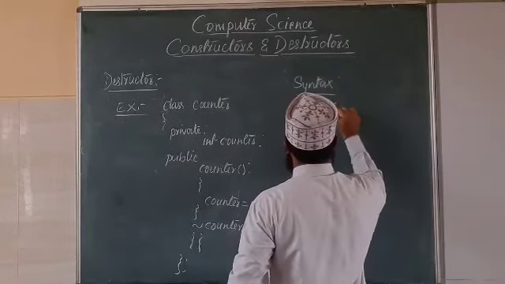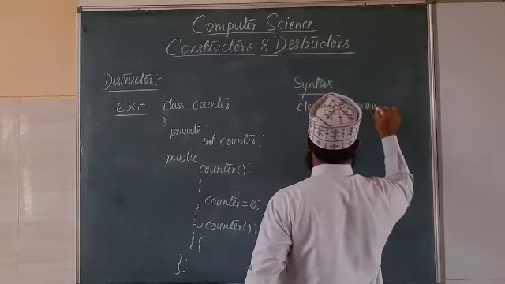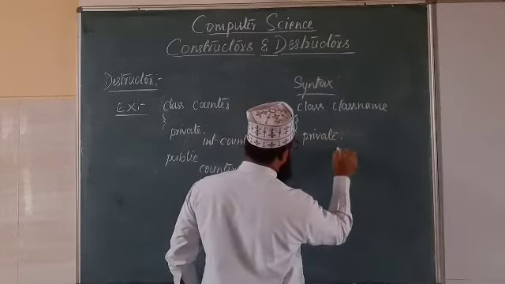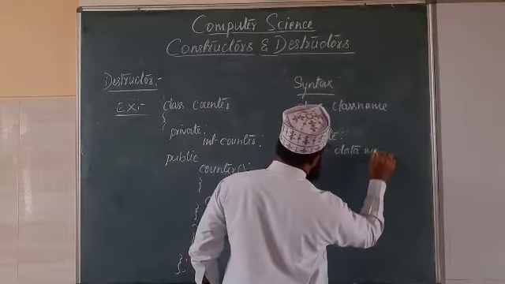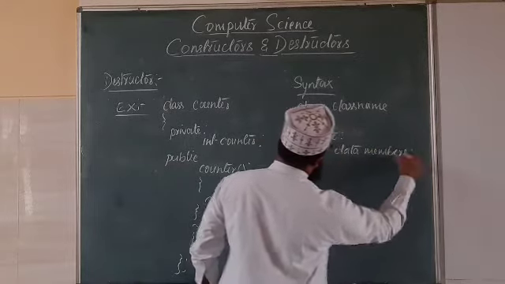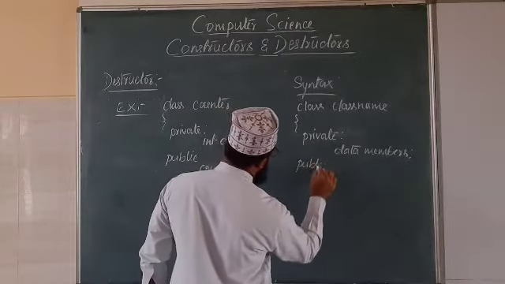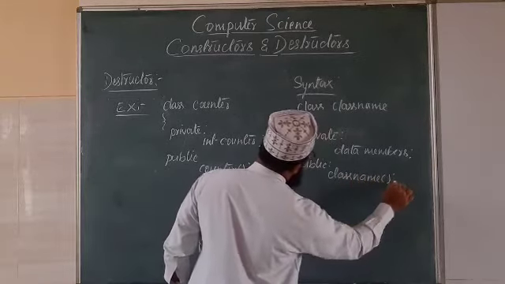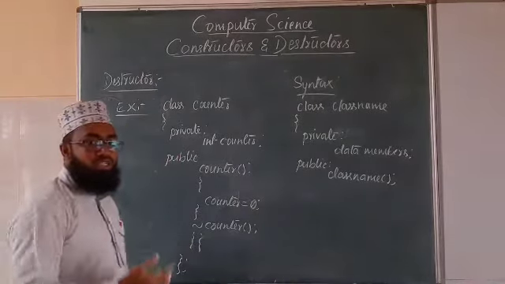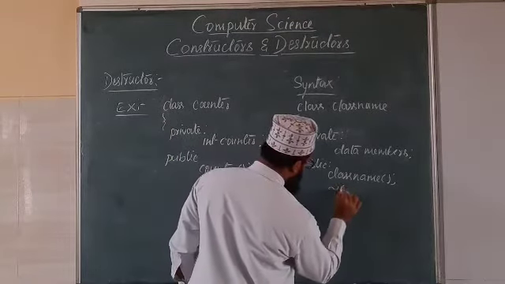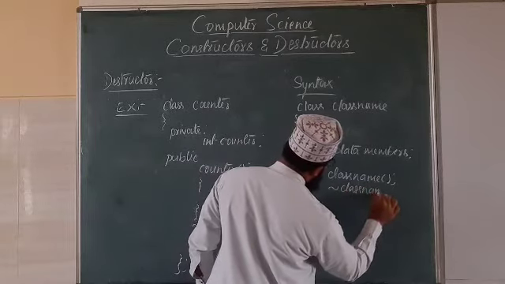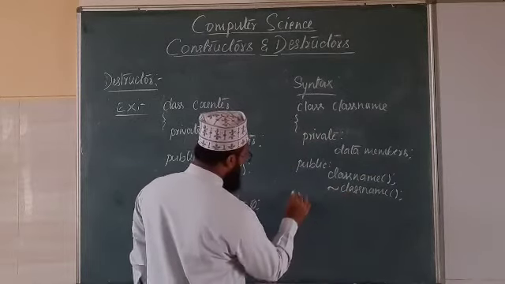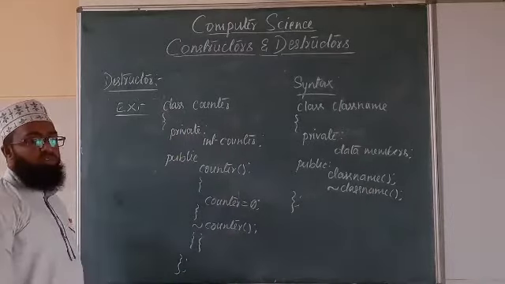Class, then class name. The syntax is written like this. Class name, then open, after that private. In private you will use data members. Then under public, class name, then open and close. This is a constructor. For this, if you use the tilde symbol, then it will become the destructor. Class name, same thing. Nothing is different, but just a tilde symbol is used for the destructor. So this is the syntax for the destructor.